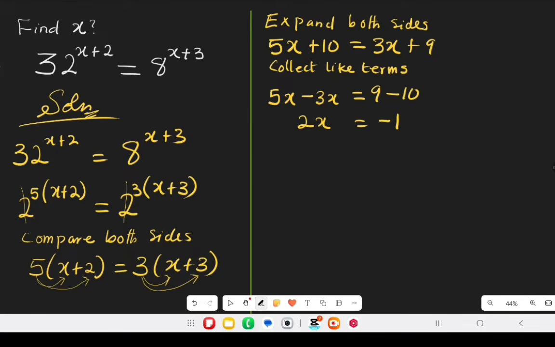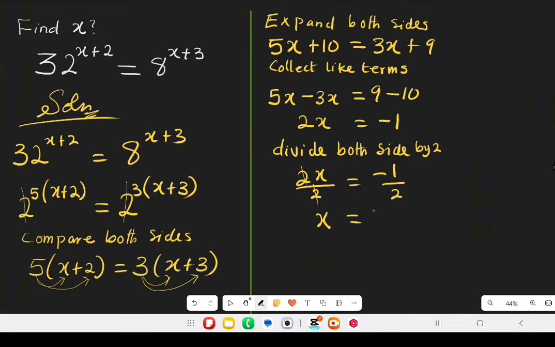Next step, we divide both sides by the coefficient of x, which is 2. That is 2x all over 2 equals to minus 1 all over 2. 2 we cancel 2, left with x equals to minus 1 all over 2 as the answer.